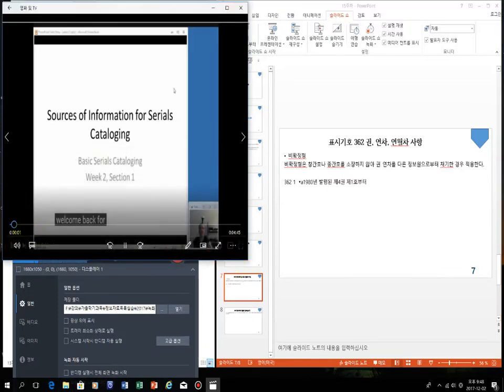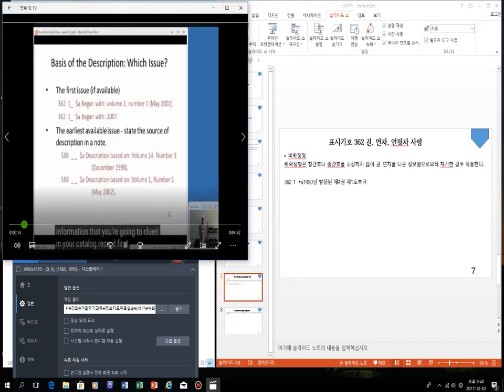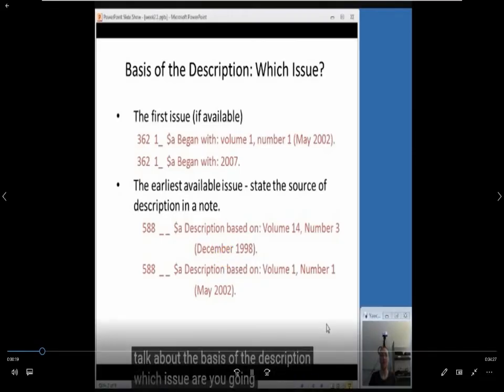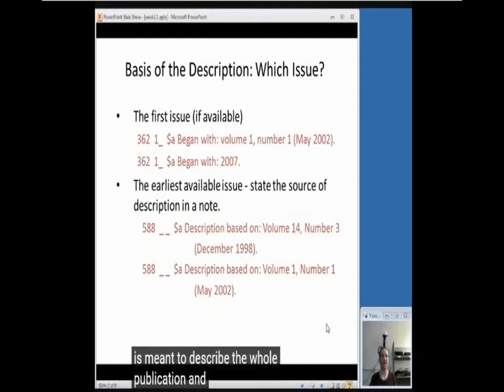First of all, we'll talk about the basis of the description. Which issue are you going to base your description off of? Since a serial record is meant to describe the whole publication and not any one individual record, you don't necessarily treat it as if you're describing one issue in its entirety, but you do have to give indication of what you're using to create this description so that other people can verify that they have the same item. If possible, you should base your description off of the first issue.